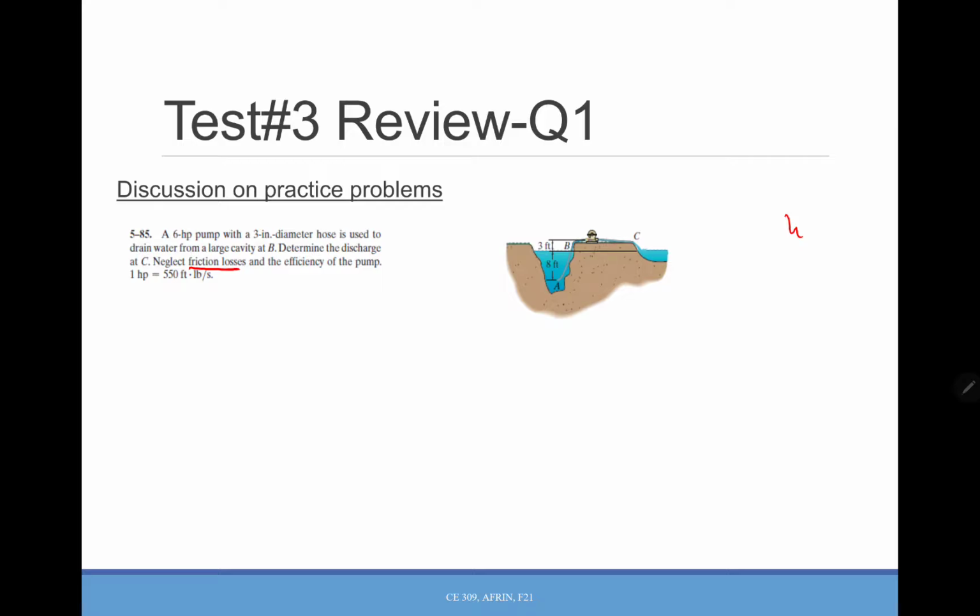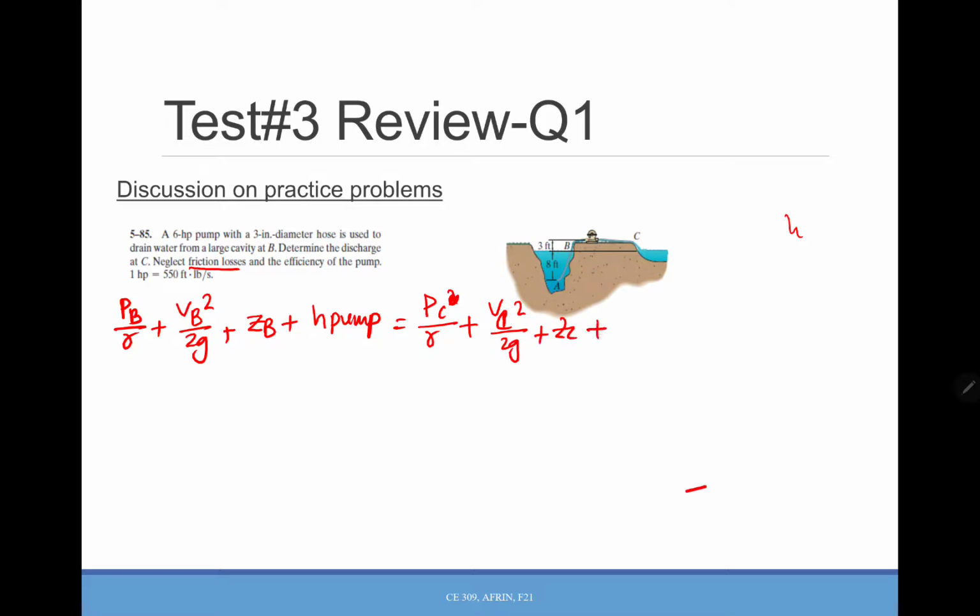So let's write down the equation first between B and C. It will be PB over gamma, VB squared over 2g, plus ZB, plus H pump, equals PC over gamma, VC squared over 2g, plus ZC, plus the head loss, which is 0. So what we will do now: PB is 0, VB is 0 here, PC is 0, and head loss is 0.